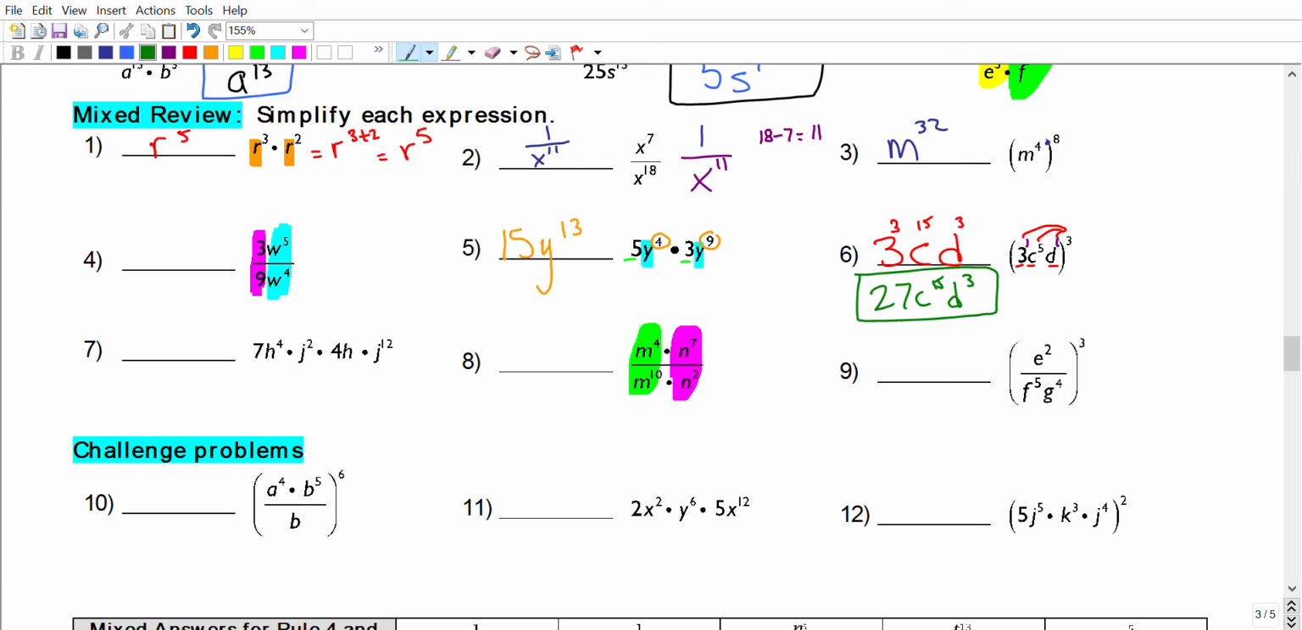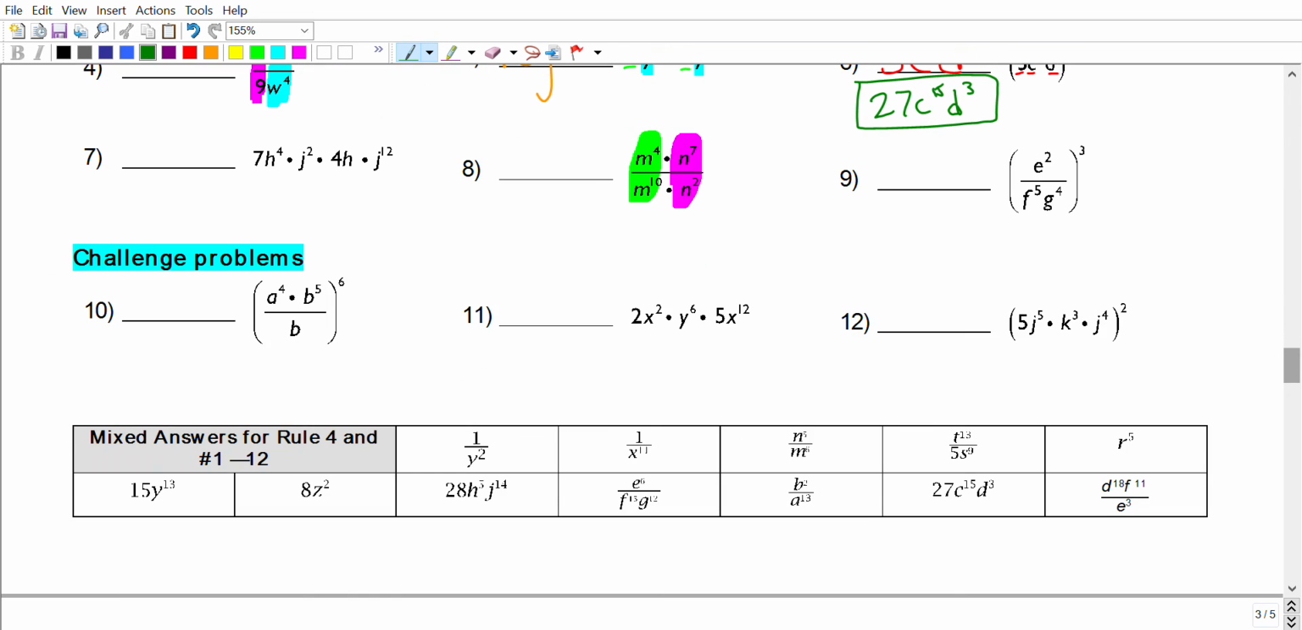I think I'm going to leave you guys off there. I think maybe I will do one of these challenge problems for you guys. Just to make sure you guys are understanding these challenge problems, let's take a quick look at number 12.